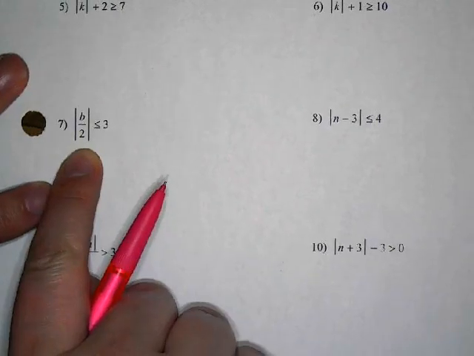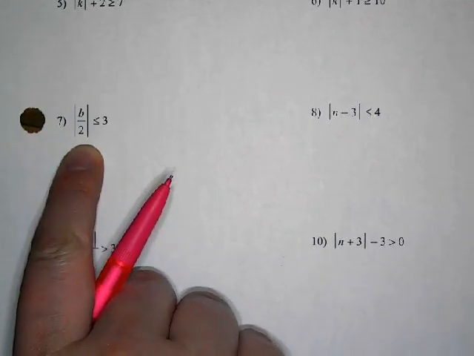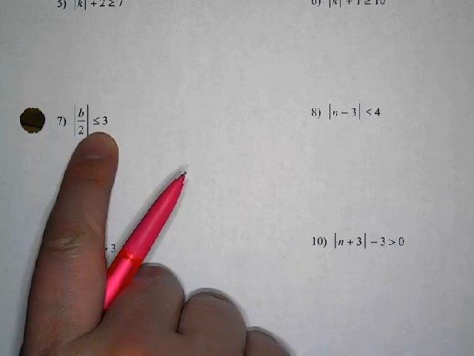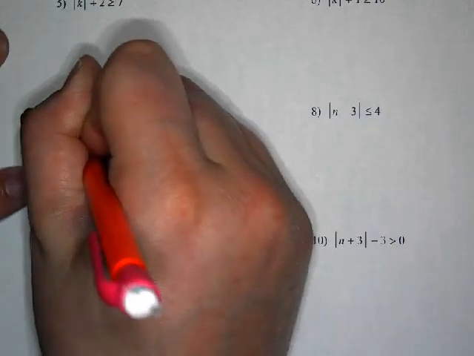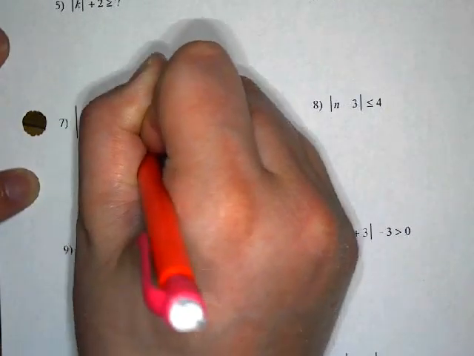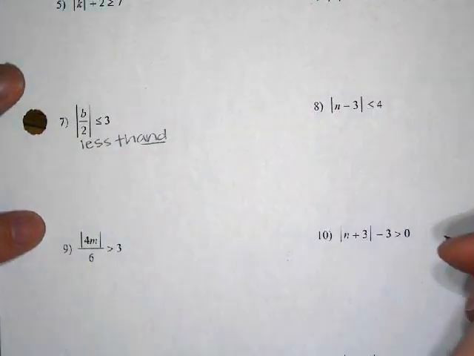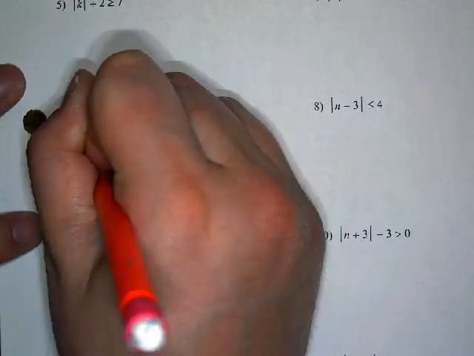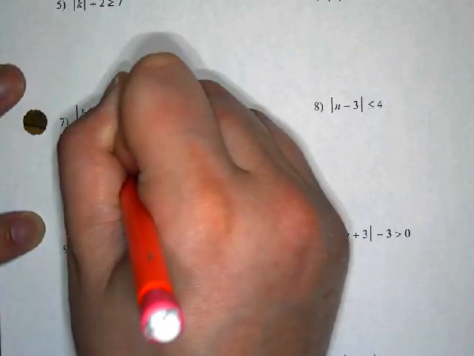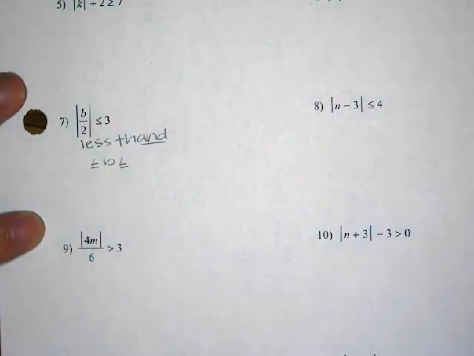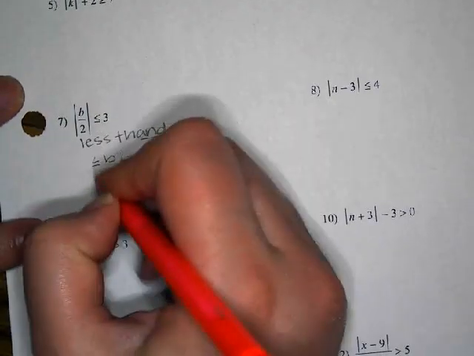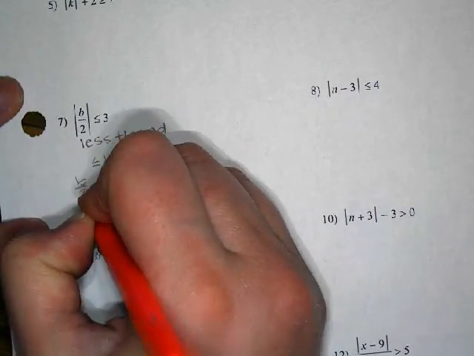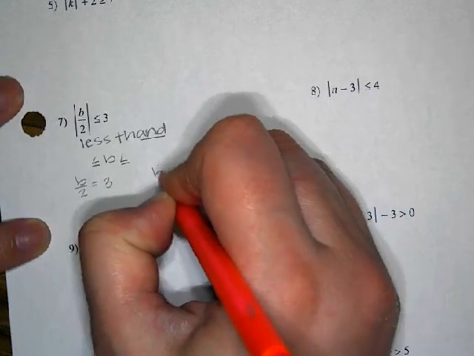So for number 7, the absolute value sign is already alone. So we're going to look at the symbol. What's that symbol say? Less than. So if it's a less than symbol, then what type of answer are we going to get? A sandwich. So b is going to be sandwiched in between 2 numbers. Okay. So now I'm going to go ahead and write my 2 equations. b over 2 equals 3. b over 2 equals -3.